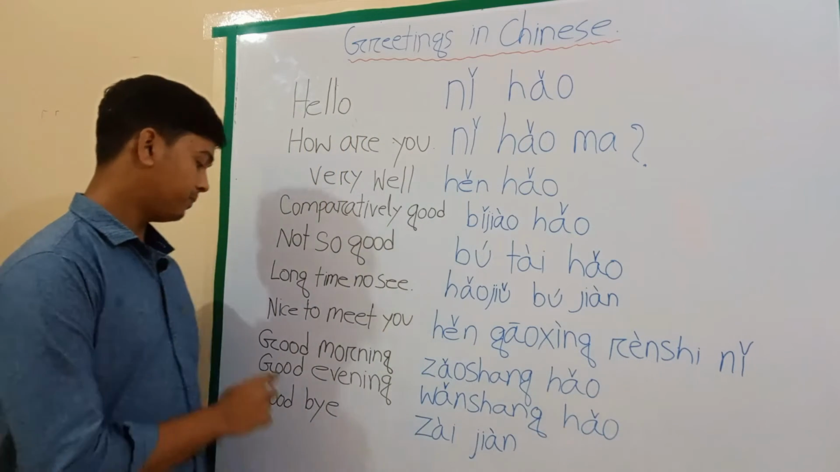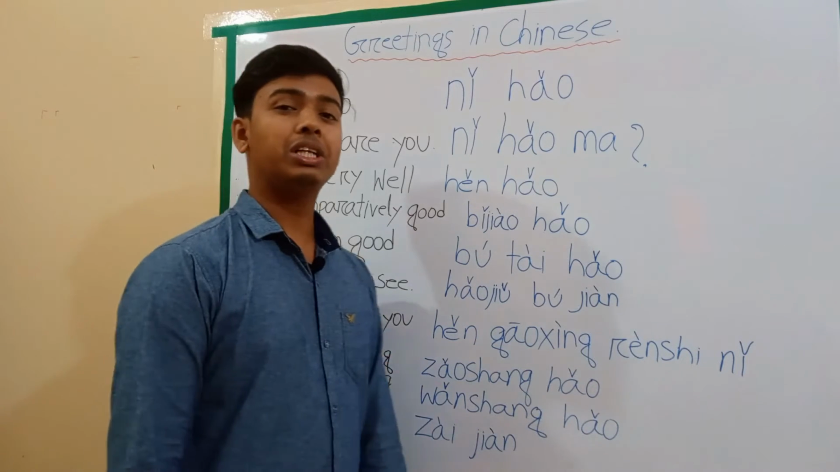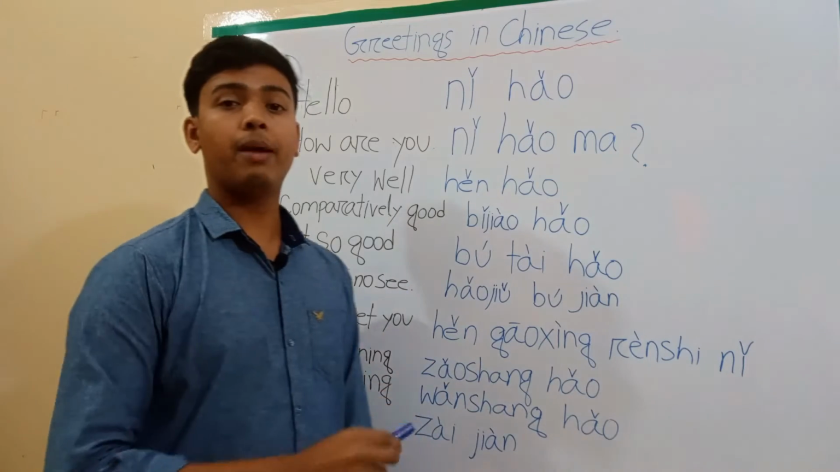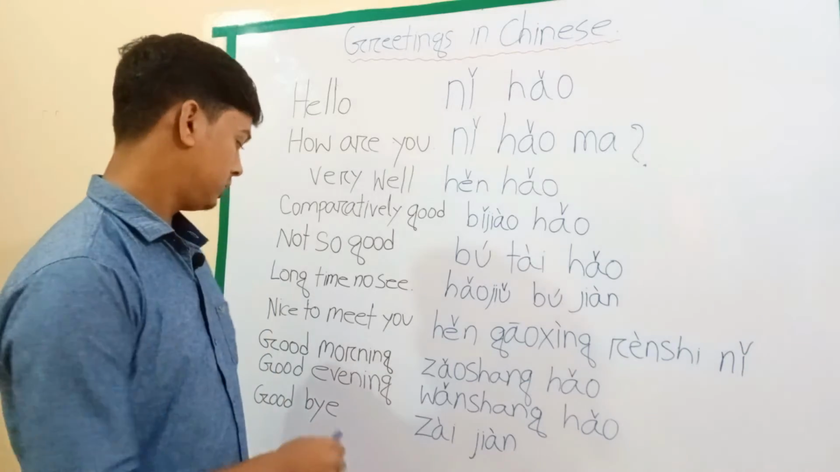Repeat after me. Hen gaoxing renshi ni. It means nice to meet you, or very happy to know you.